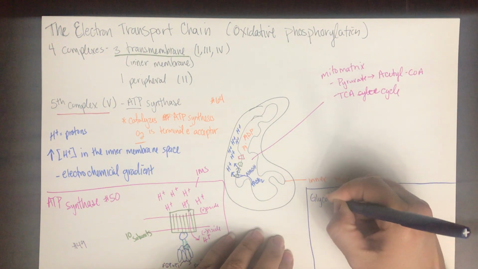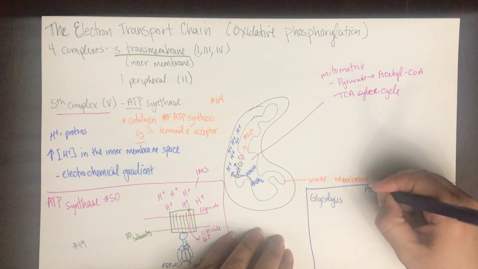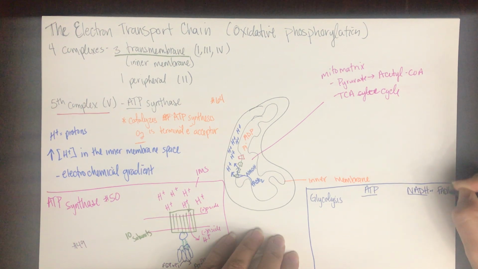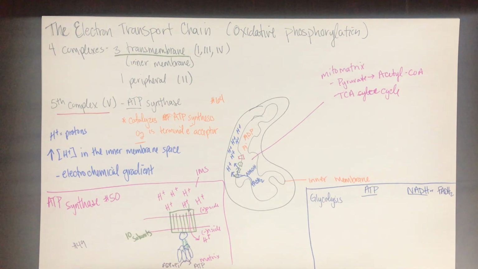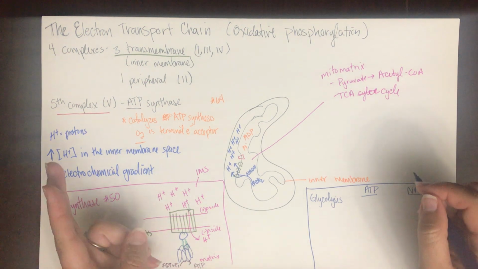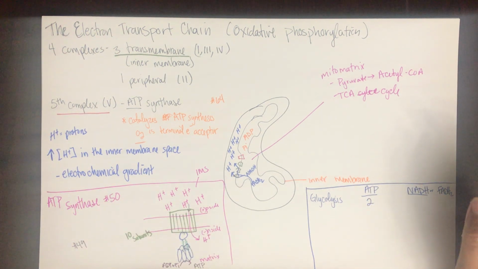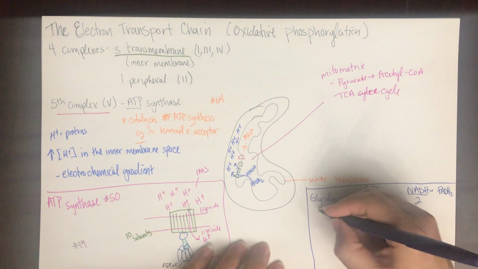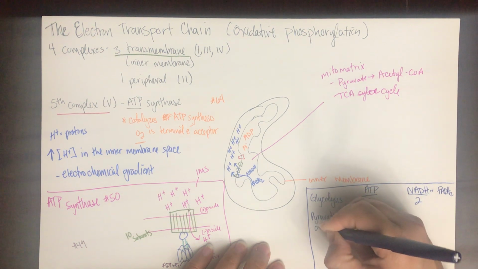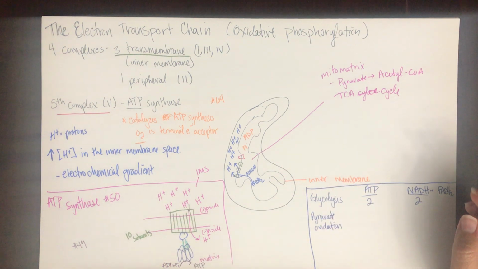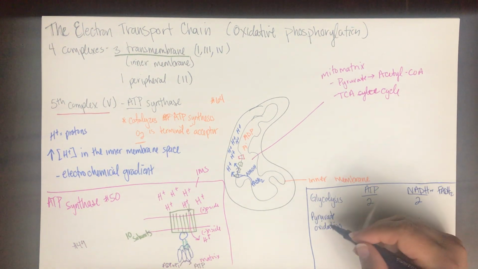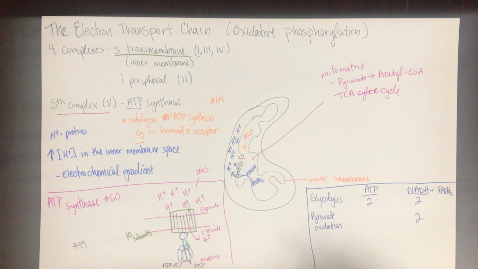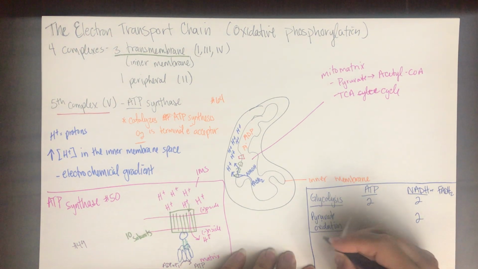So for glycolysis, let's say how many ATP did we make and how many NADH did we make, or FADH2. Because we make that in the TCA cycle. So in glycolysis, remember we put in 2 and we get back 4, so we net 2 ATP. We also make 2 NADH. The next step was pyruvate oxidation. Pyruvate gets oxidized and the dehydrogenase enzyme converts it to acetyl-CoA. This is 2 NADH.